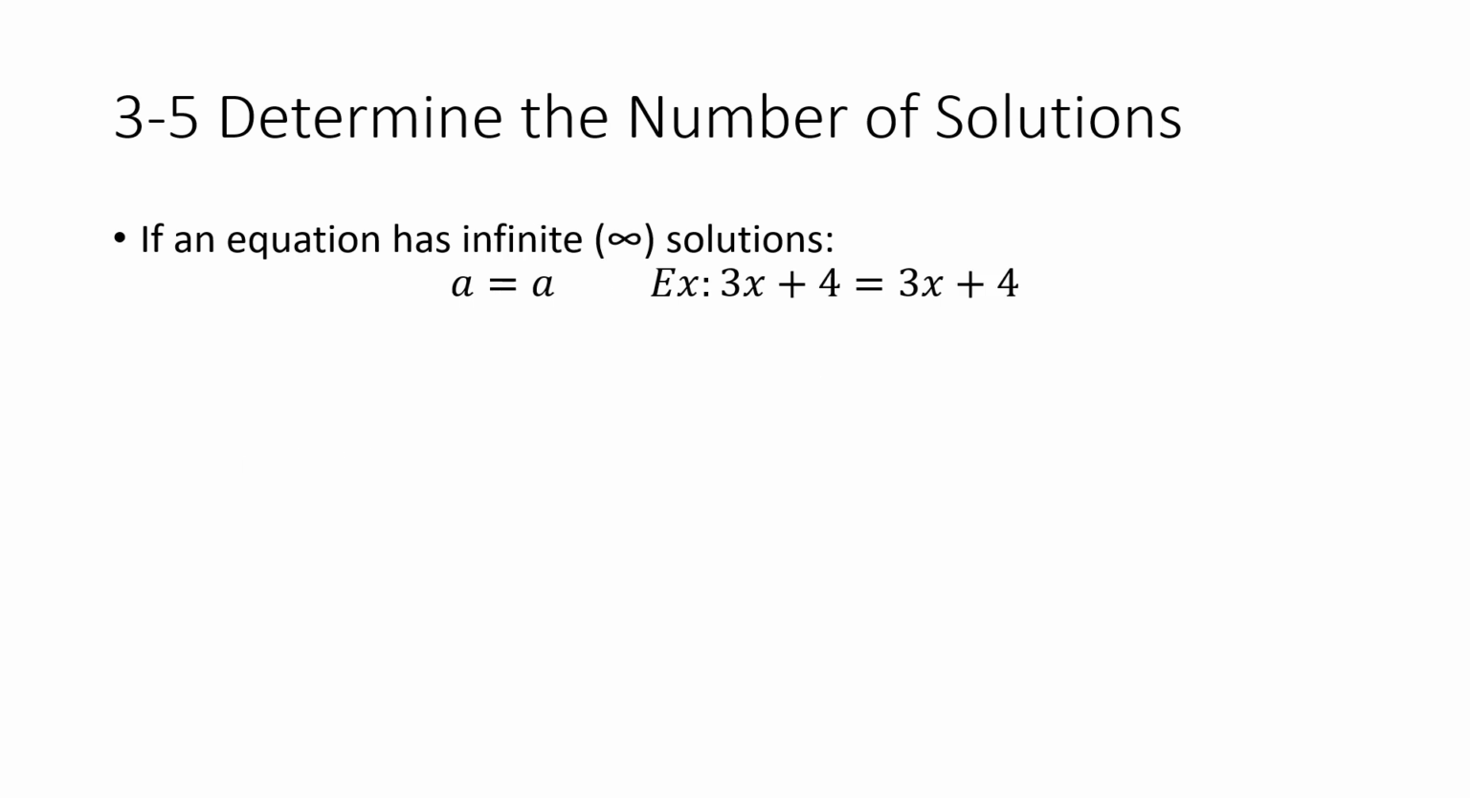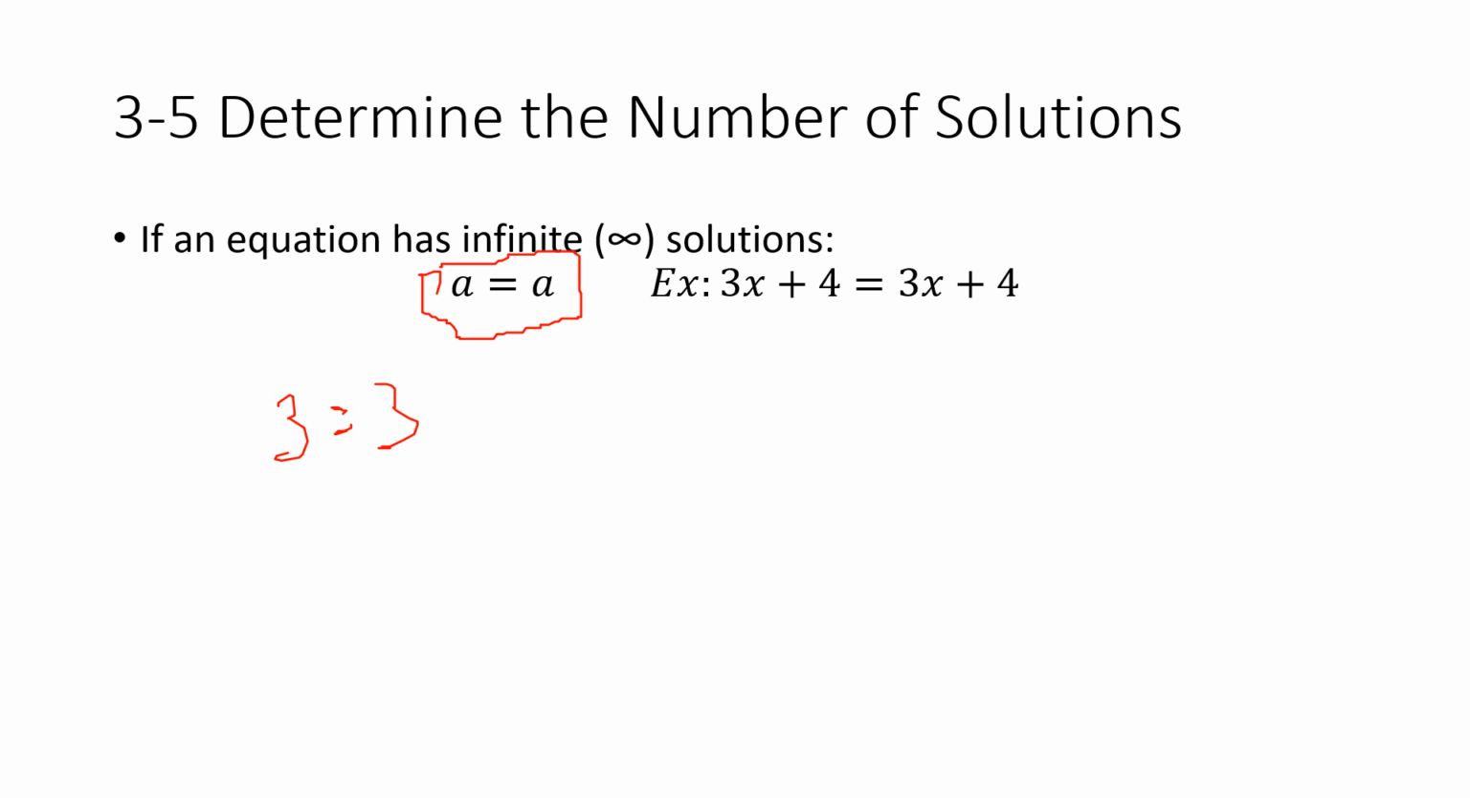All right, so we will have infinite solutions. All real numbers are solutions. Both of those mean the same thing. When you have a number equals the same number, for instance, 3 equals 3. Well, yeah, that is true. That will always be true. There is nothing you can do to make 3 not equal 3, so that is infinite solutions.